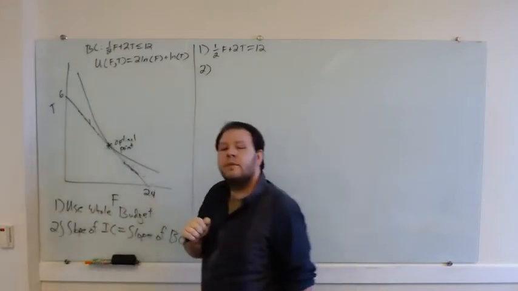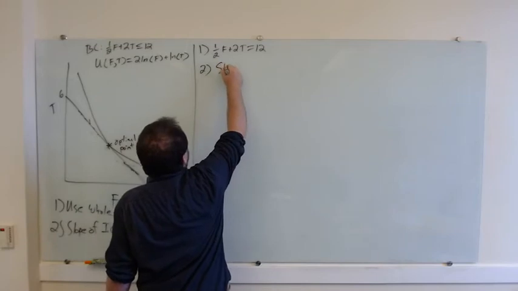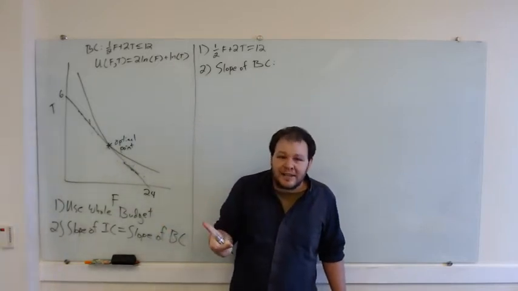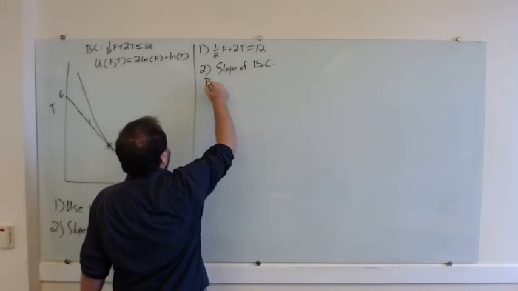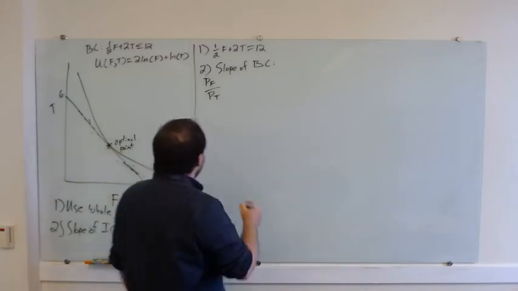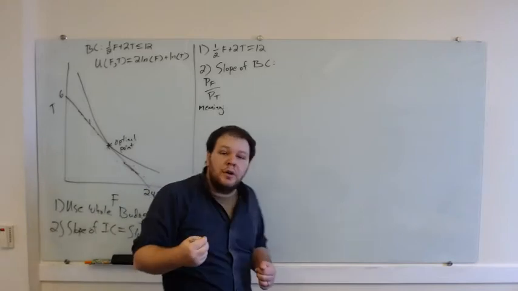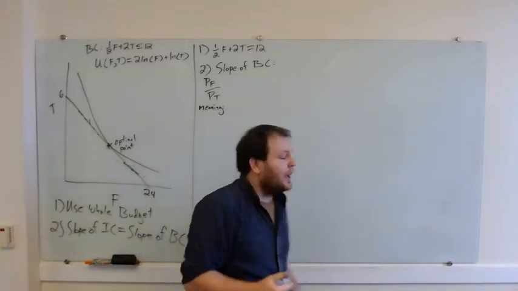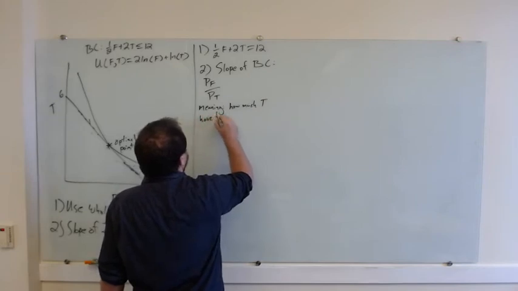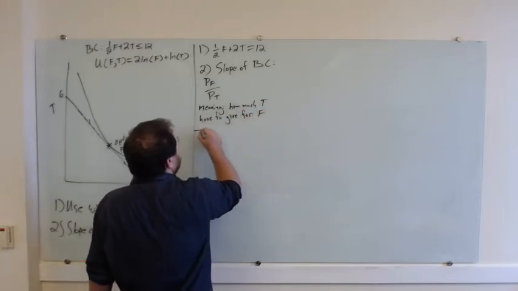Well, to think about this, let's remember what these slopes are and what these slopes mean. So what's the slope of our budget constraint? As we talked about, the slope of our budget constraint is going to be the price ratio, PF over PT. And what does that represent? What it means is the cost: how much topping we have to give up to get an extra ounce of froyo. How much topping we have to give for froyo.